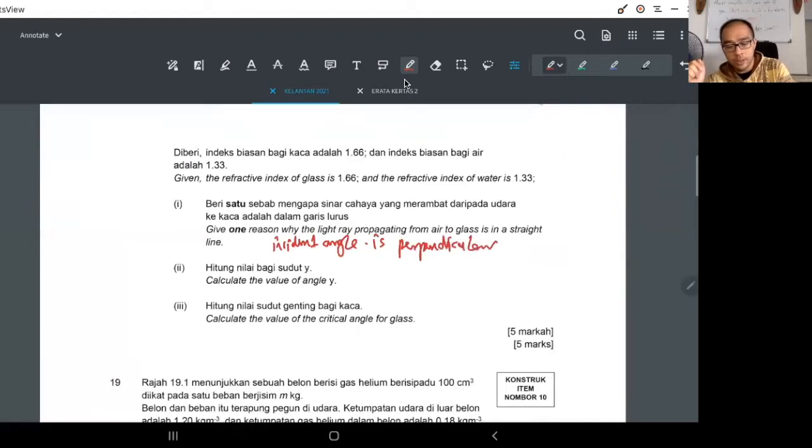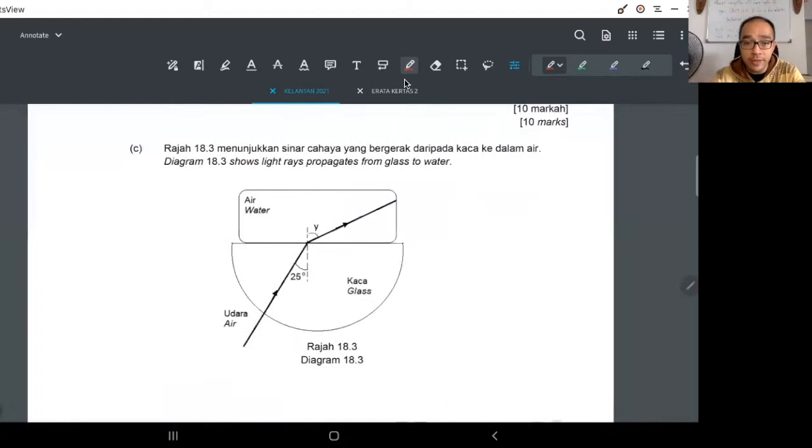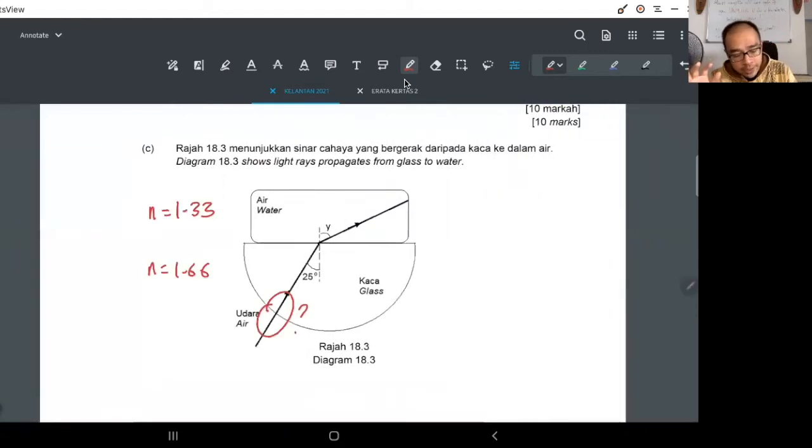Okay, perpendicular to the surface of the glass. The incident angle is perpendicular to the surface of the glass. We assume like this. Let's say the surface is like a straight line, so it's like 90 degrees. That's why it doesn't refract. So the normal line is the same as the perpendicular to the surface of the glass.